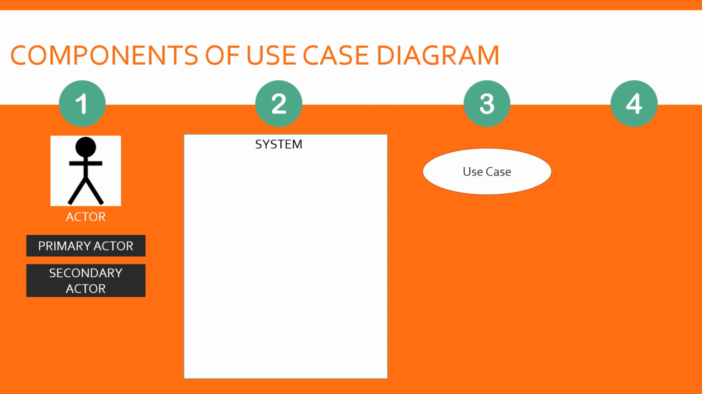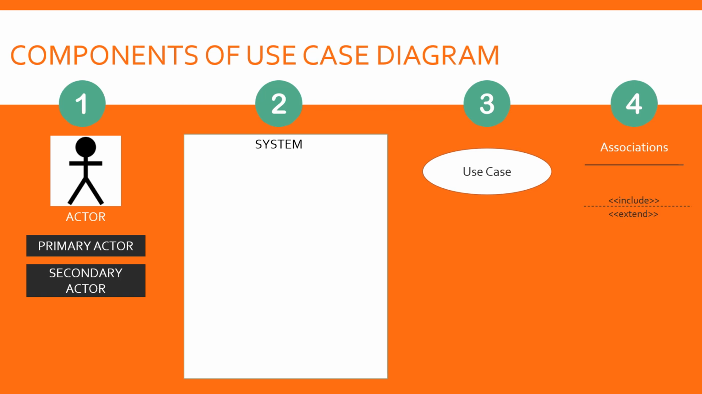Number four, associations. These represent the relationship between the actors and the use cases. They are represented by a straight line as shown in the presentation. There's another set of relationships, that is a relationship between the use cases. They are indicated by a dotted line with the words include and extend written on them.